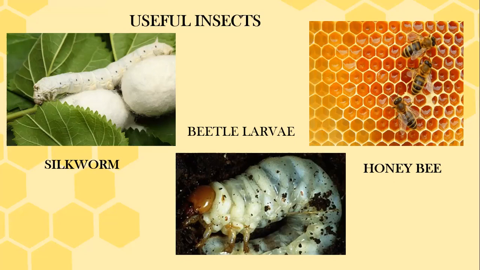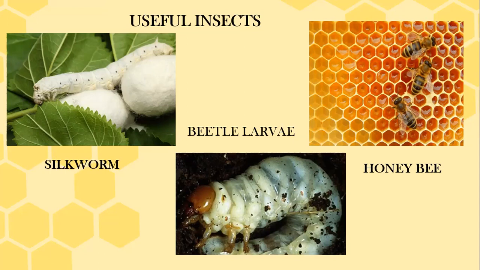Okay, now honeybee. The honeybee gives us honey, which is very useful to us. Mostly, as I have told you, these insects work in colonies, in groups. Okay, and we get honey because of that.